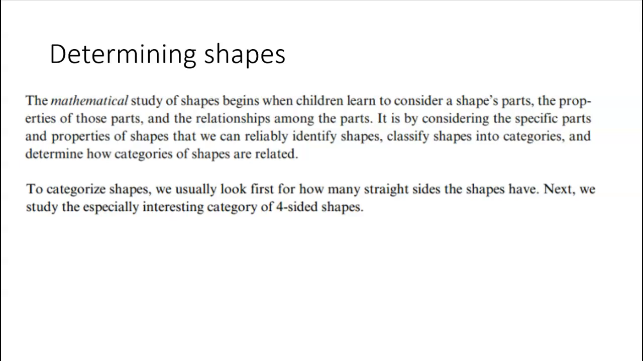So the mathematical study of shapes begins when children learn to consider a shape's parts, the properties of the parts, and the relationships among those parts. It is by considering those specific parts and properties that we can then reliably identify them, classify them into categories, and determine how those categories are related. So to categorize, we usually look first for how many straight sides a shape has. So now we're going to study four-sided shapes.